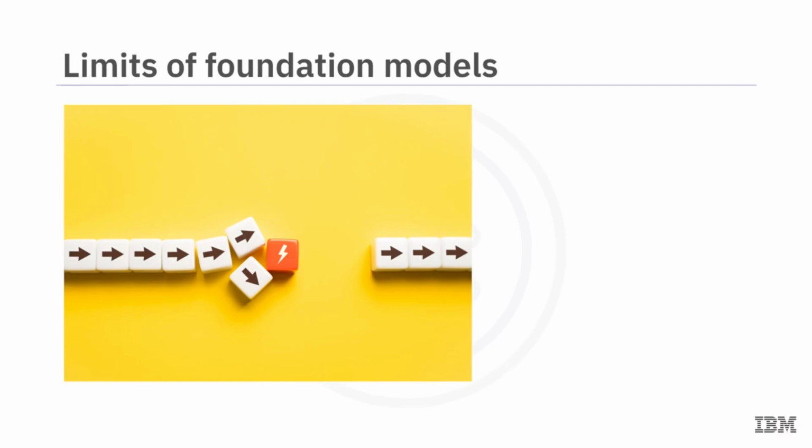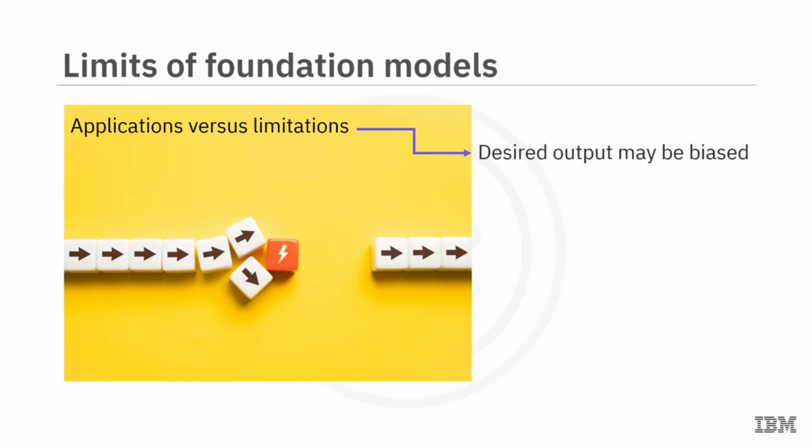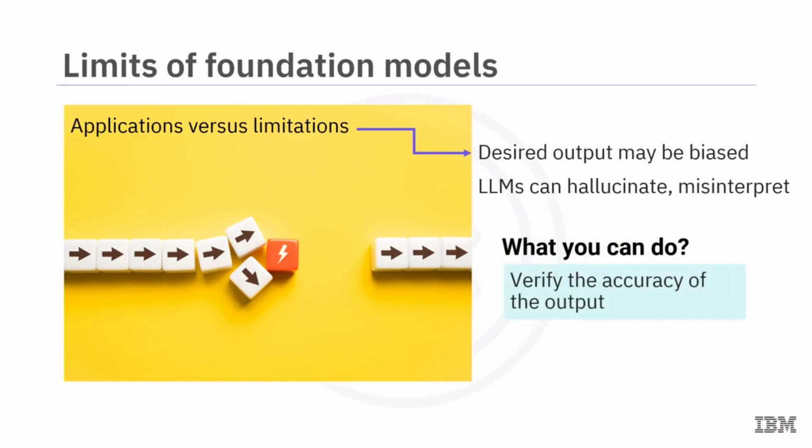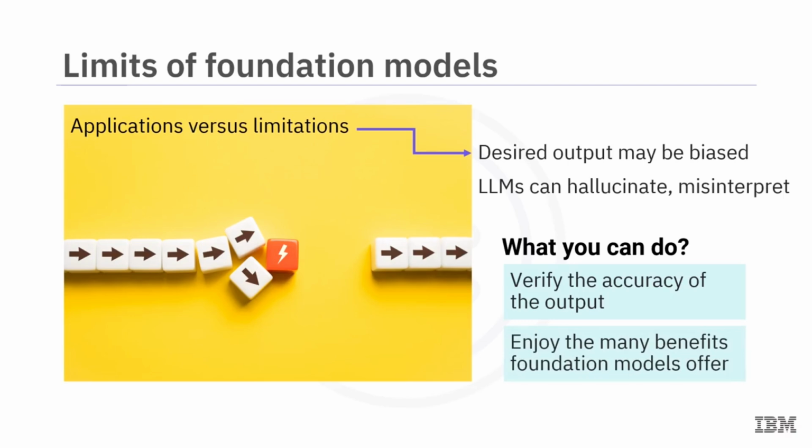As foundation models evolve in their strengths and applications, we have seen some limitations. Firstly, the desired output may be biased if the data on which the foundation model is trained is biased. Secondly, LLMs can hallucinate responses. That means they generate false information because they misinterpret the context of data parameters within a data set. Therefore, you must verify the accuracy of the output produced by a generative AI chatbot. With a little caution, you can enjoy the many benefits foundation models offer.